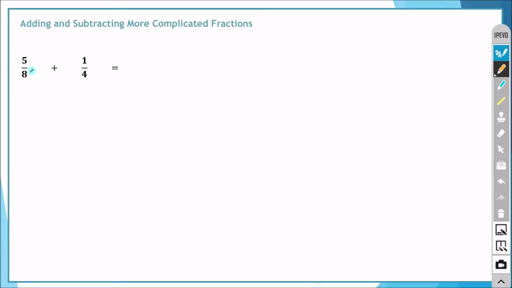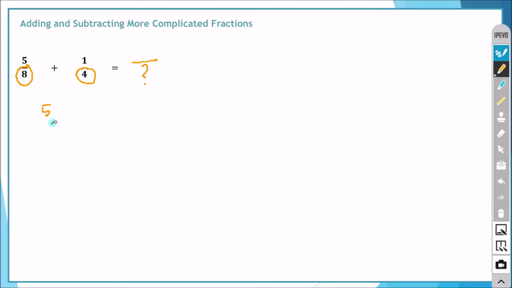So the first question we have is 5 over 8 plus 1 over 4. In the previous tutorial we always did sums where the denominator of both fractions, so that's the bottom number, was the same number, and that told us what the denominator of the answer was going to be. But here we can see that we've got an 8 on the bottom here and a 4 on the bottom here, so we don't actually know what the denominator is going to be. So what do we have to do? Well, we have to make the denominators of both of the numbers the same.